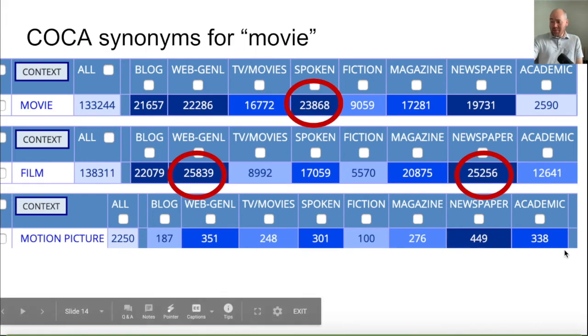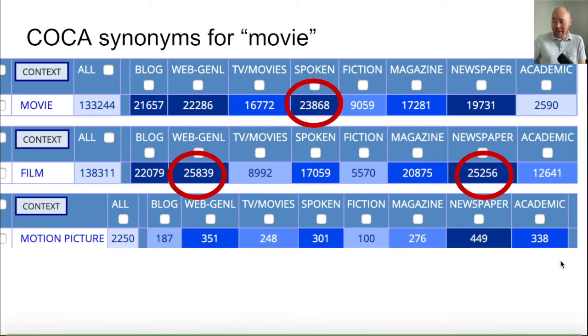So let's look up some more synonyms. Motion picture. Motion picture is another synonym for movie. And if you look at where it occurs, it's less common overall, but mostly in newspapers. And then on the web, in spoken English and in academic writing, about 75% as much, which means it's almost definitely safe for academic writing. It doesn't sound strange in academic writing, right?